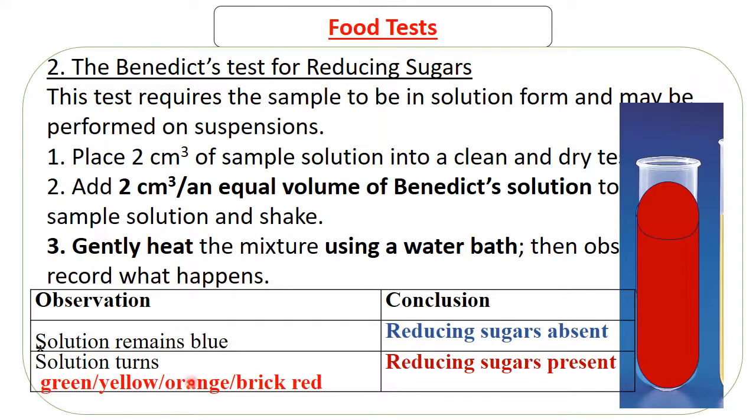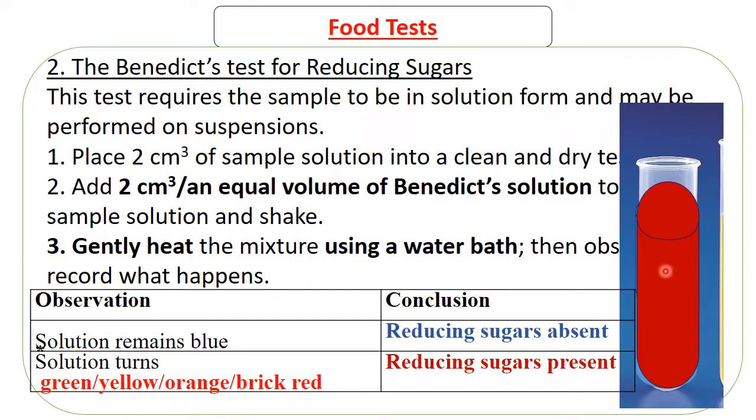So these are the different types of colors that your solution can turn. You have to write the final color, not like my solution turned green, yellow, orange, brick red. No, you have to just write your final color. So the different colors correspond to the amount of reducing sugar in the solution.